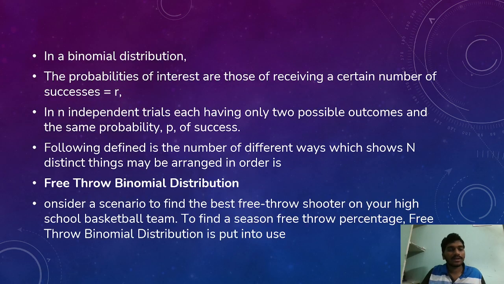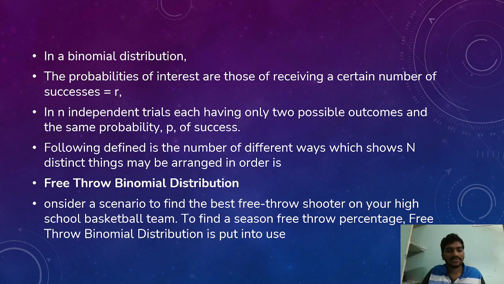In a binomial distribution, the probabilities of interest are those of receiving a certain number of successes in n independent trials, each having only two possible outcomes and the same probability p of success. Following is defined the number of different ways in which n distinct things may be arranged in order.